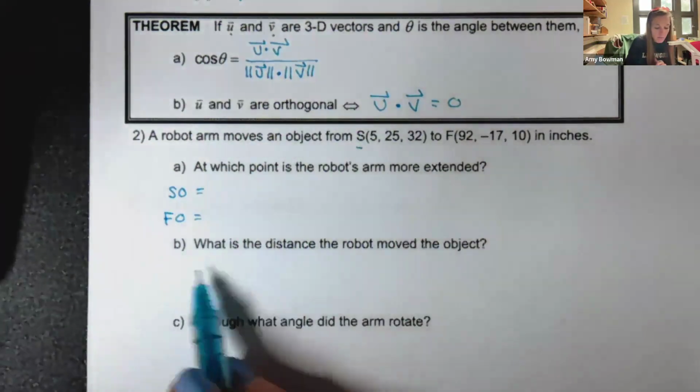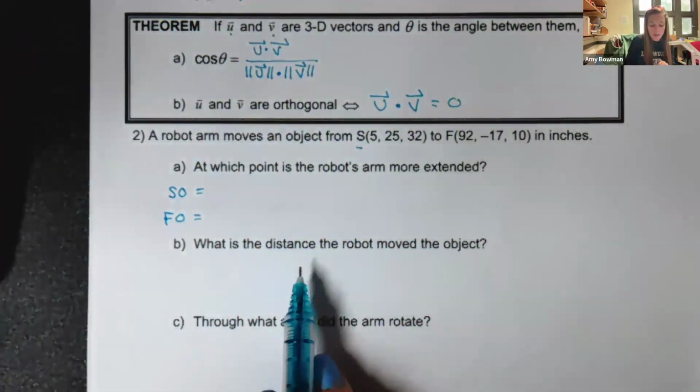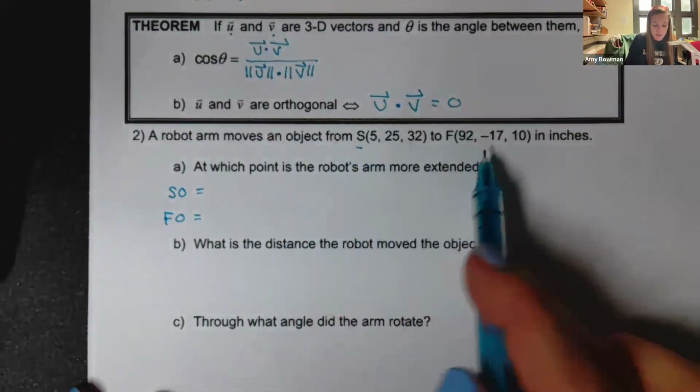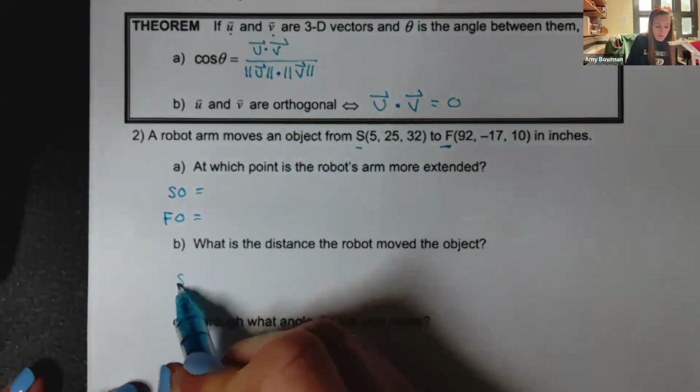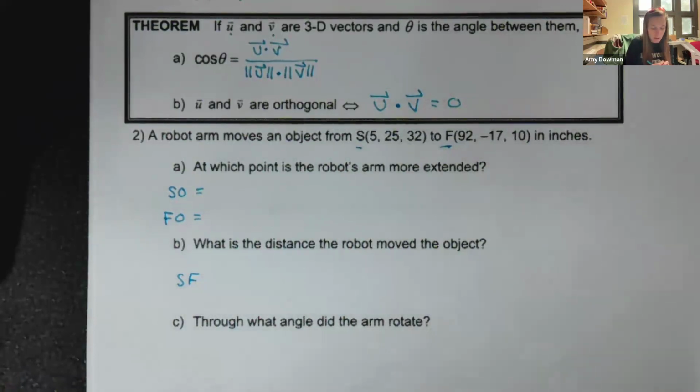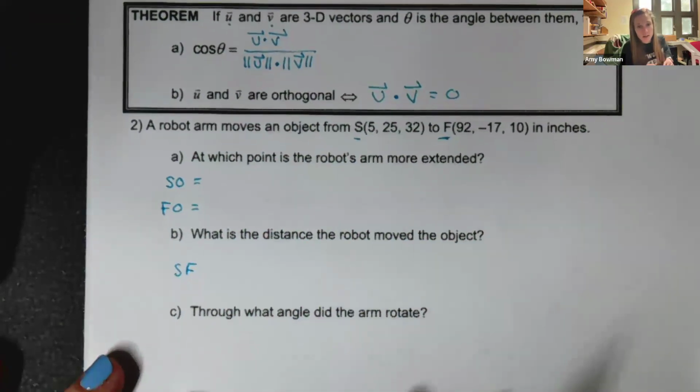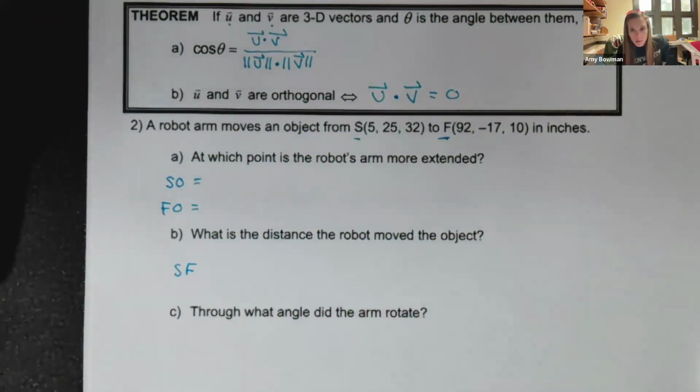Part B is asking for the distance between those 2 points, so from S to F. So you're going to calculate that distance in part B. And then through what angle did the arm rotate? You're going to calculate the angle between them. So I'd like you to pause the video, and I'll pause mine, work it out, and then you can check your answer just to make sure you're comfortable with doing these types of operations with 3D space vectors.